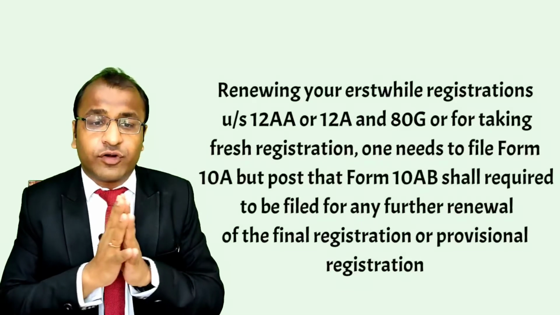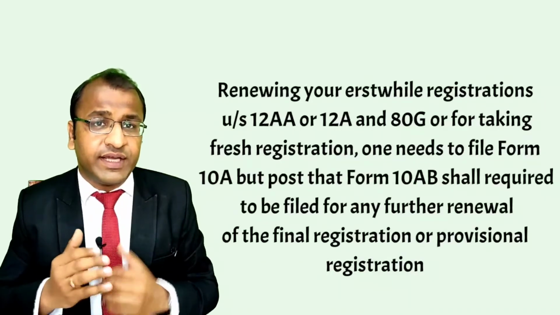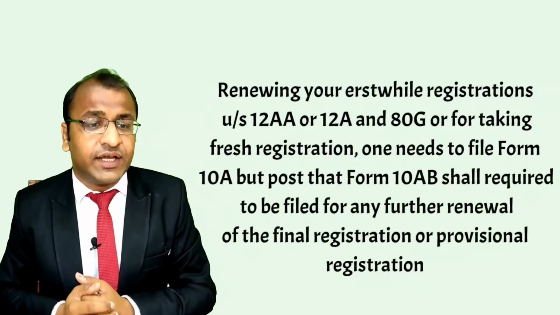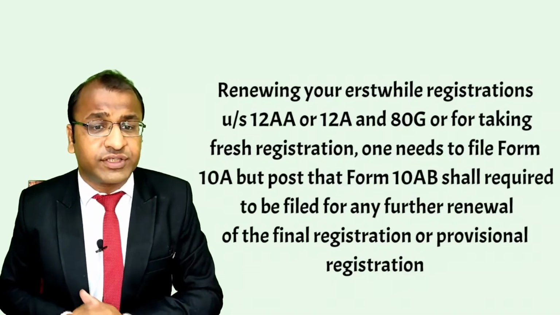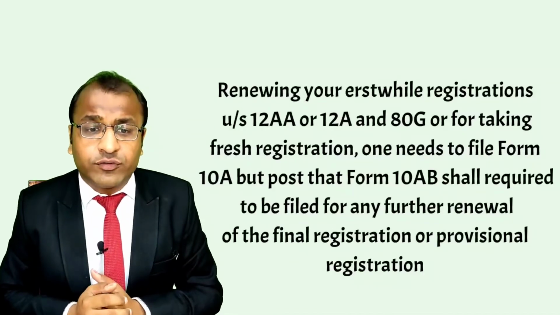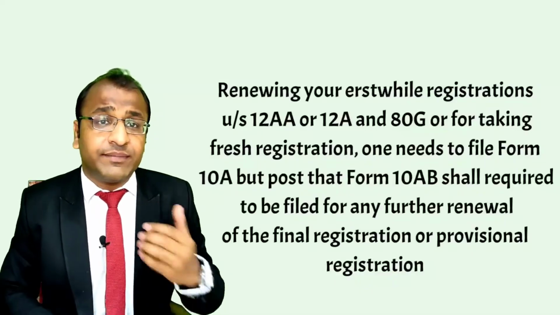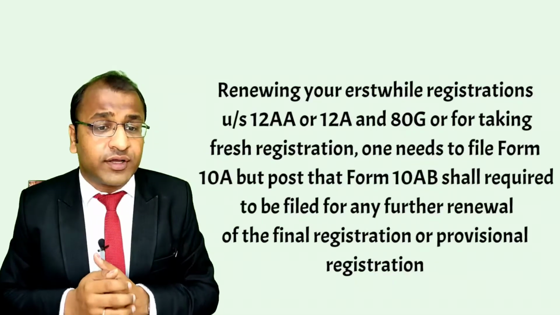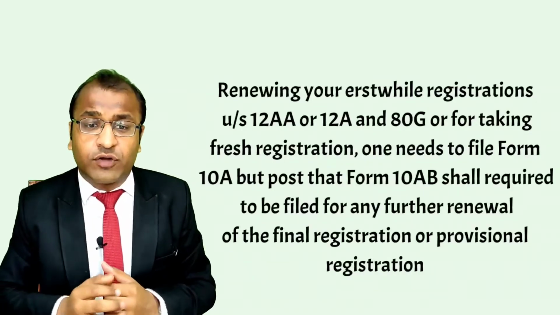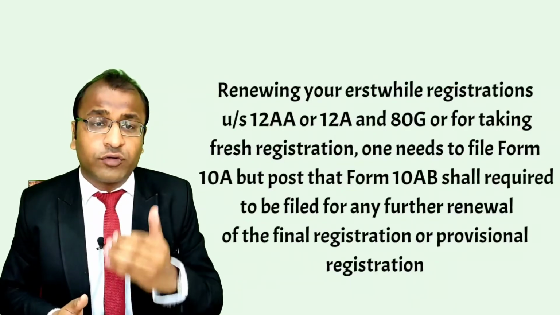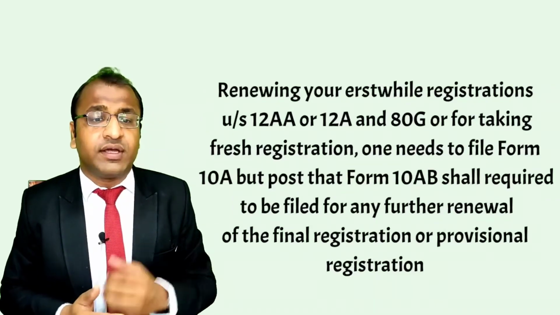So basically, for renewing your erstwhile registrations under section 12AA, 12A, 80G and 10(23C), or for taking fresh registrations in case of a new organization, one was required to file Form 10A, but after that Form 10AB shall come into the picture and you are required to file Form 10AB for any further renewal of the final registration or for taking final registration in case of provisional registration.